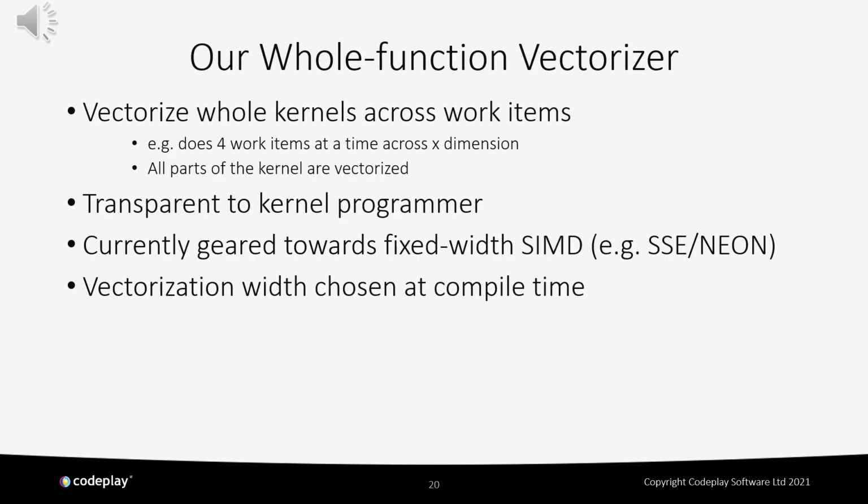Our whole function vectorizer is part of our software suite. As shown in the previous slide, the purpose is to execute multiple iterations of a kernel in parallel using vectors. It must preserve the same end results as prior to vectorization. It is transparent to kernel programmers who won't directly interact with it. It's currently geared towards fixed width SIMD, although some targets will use heuristics to select the optimal vectorization width.